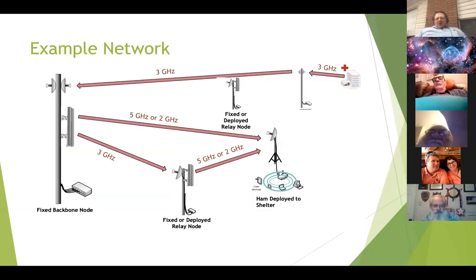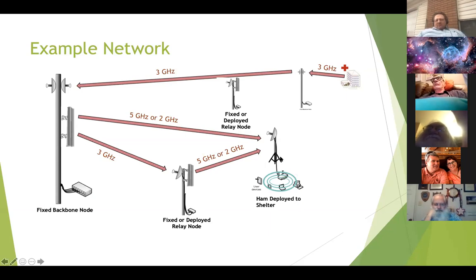Here's an example of a mesh network. We have a fixed backbone node over here on the left. He's got a wide angle antenna here that's running on 5 gigahertz or 2 gigahertz and one on 3 gigahertz. And then he's got some dish antennas running at 3 gigahertz pointing off to other fixed node locations. In this example, there's a hospital out here on the top right corner. The idea is that you could have a node at the hospital and be able to access information out on the network.